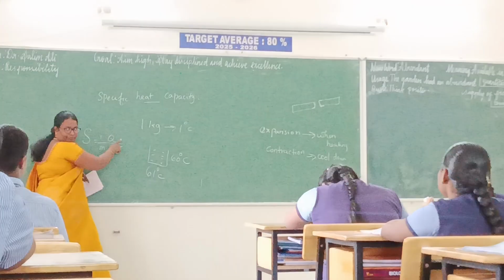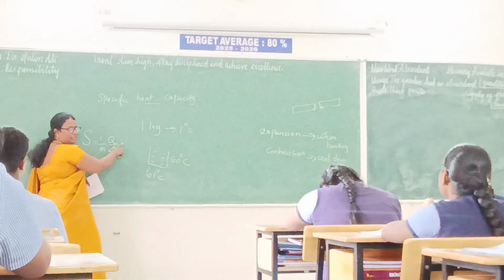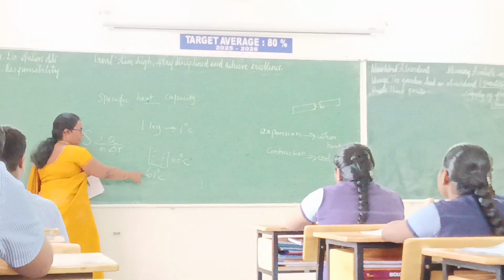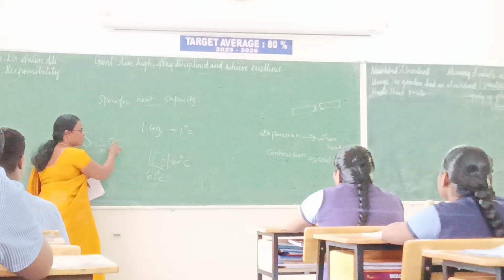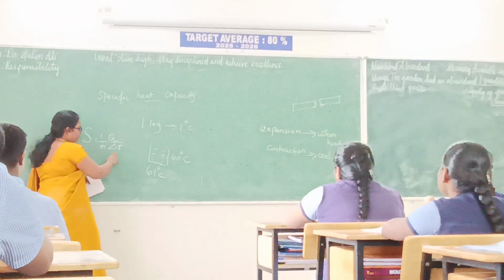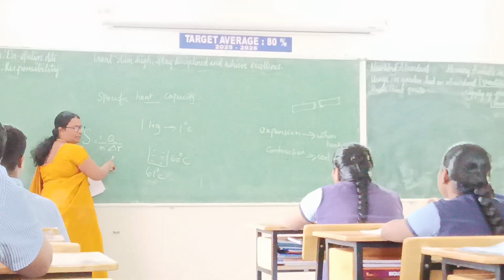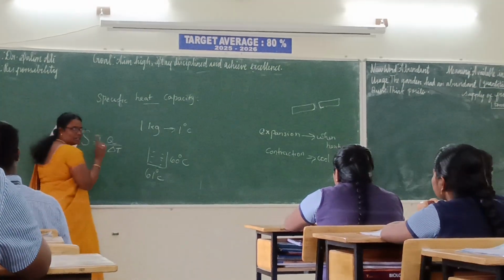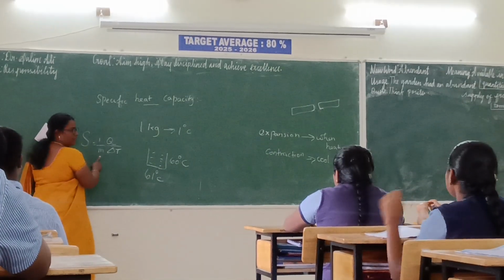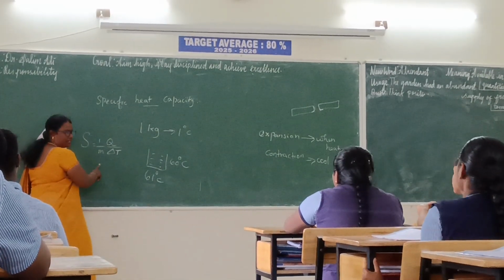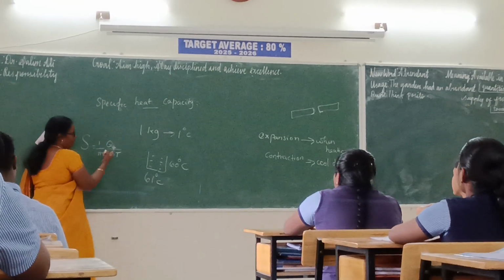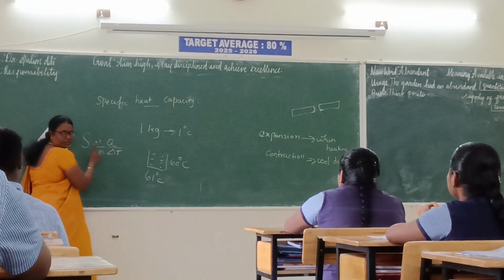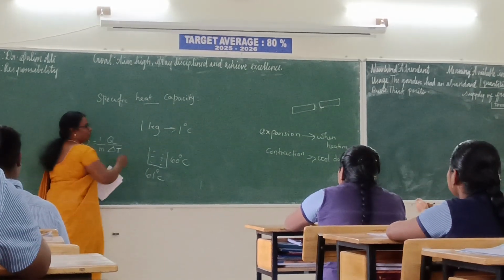What is Q? Heat required to raise the temperature. To raise 1 degree Celsius, how much amount of heat is required, that is Q. Then delta T is the change in temperature, so it will be 61 minus 60, which means 1 degree Celsius. What is m? Mass of the substance. If we have taken 1 kg of substance, then m is 1 kg.